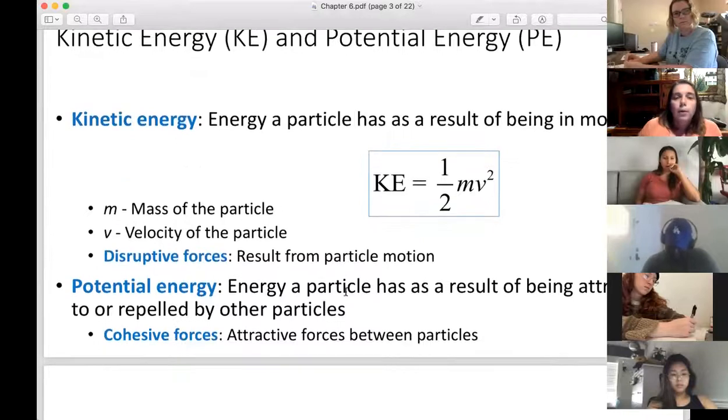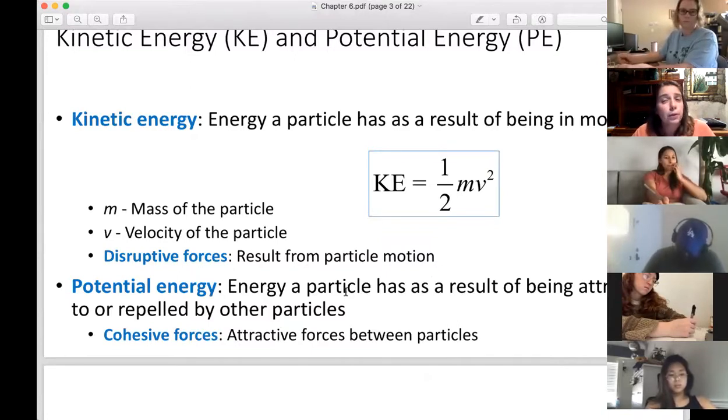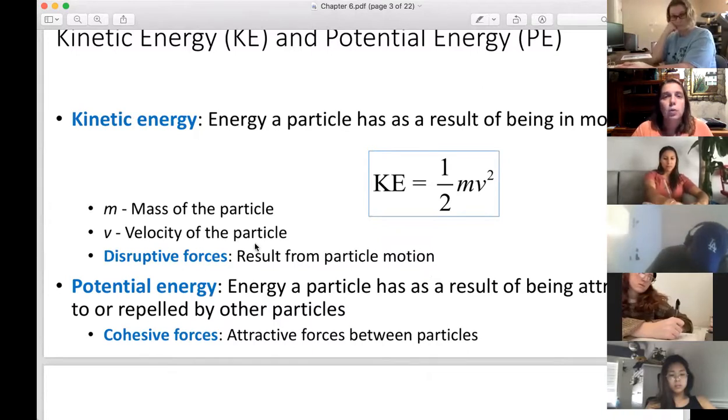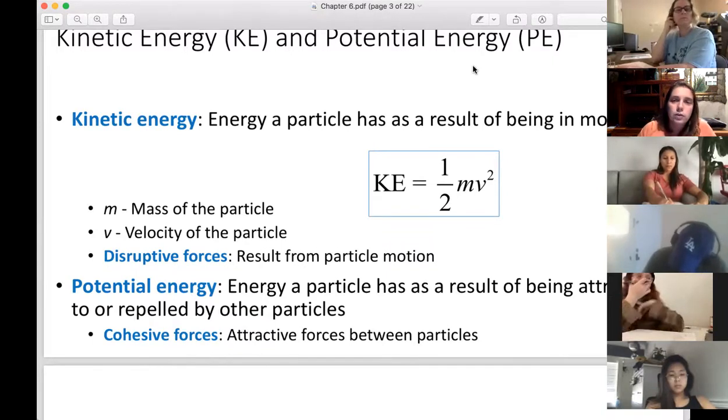We have a couple of equations that we use to define these energies. The one you will need to know, so this would be a good one for your notes so that you don't have to memorize it, is that kinetic energy is 1/2 the mass of whatever the particle is, multiplied by the velocity of it squared. So again, this is just a way to figure out kinetic energy.